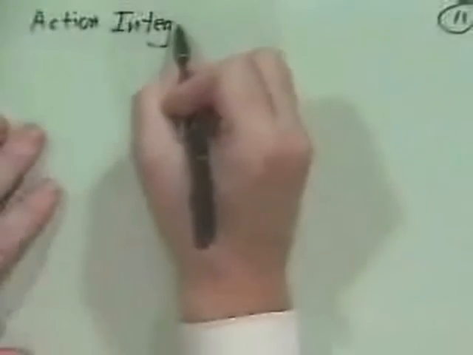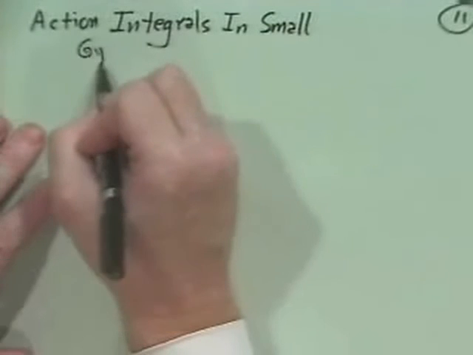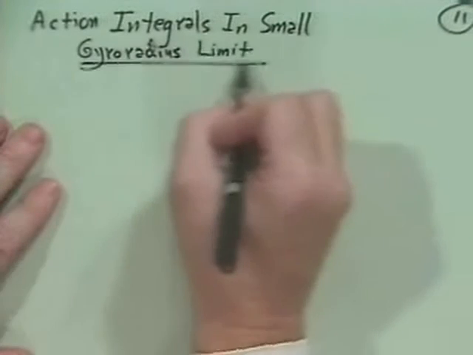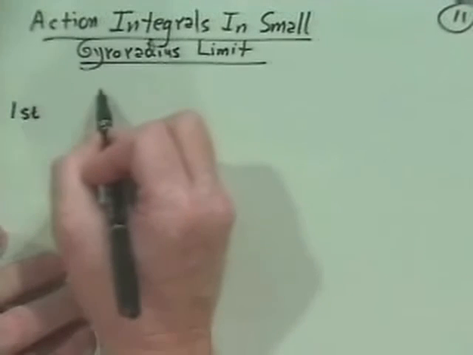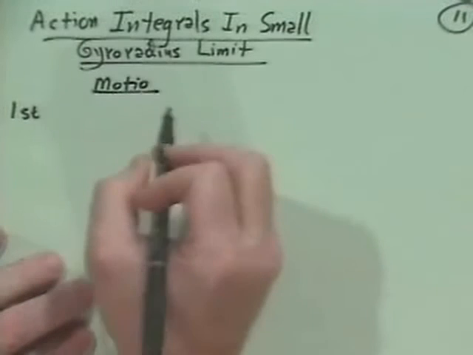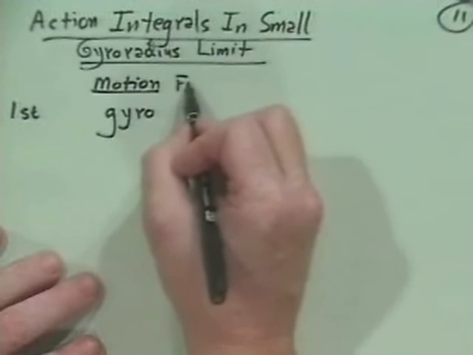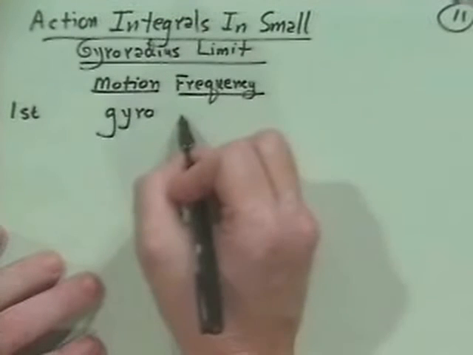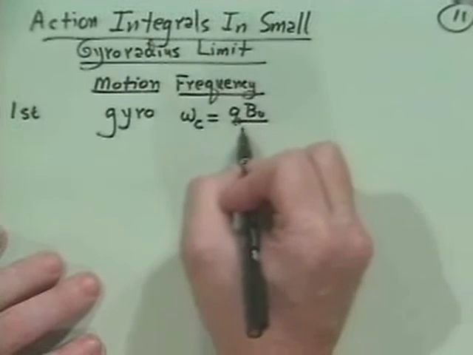Action integrals in the small gyro radius limit. So we're going to have a little table here. The first adiabatic invariant, the motion we're interested in, is the gyro motion. What is the frequency of that motion? Well, it's the gyro frequency, or cyclotron frequency, omega c, equal to qB0 over m.